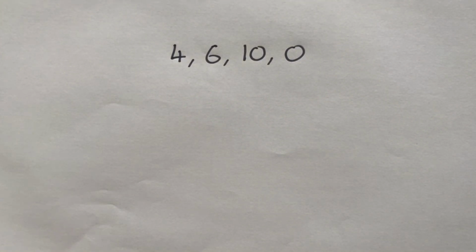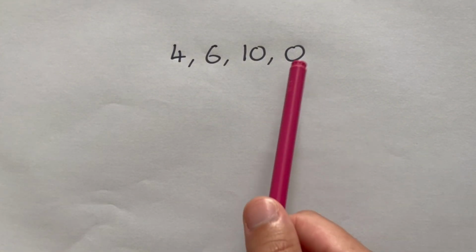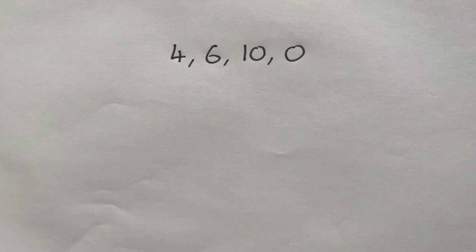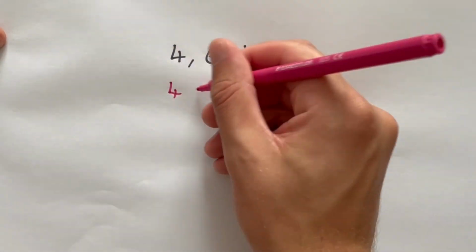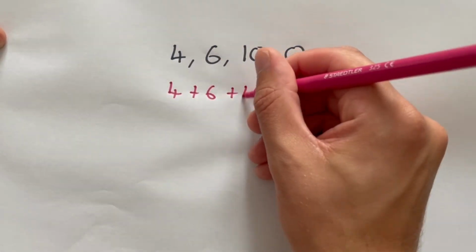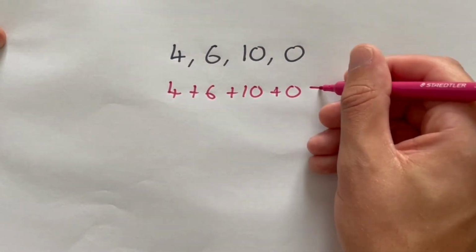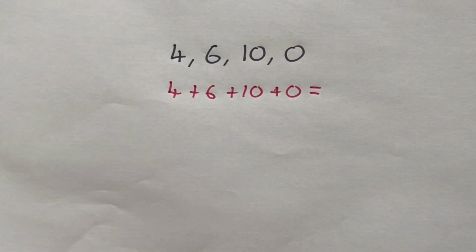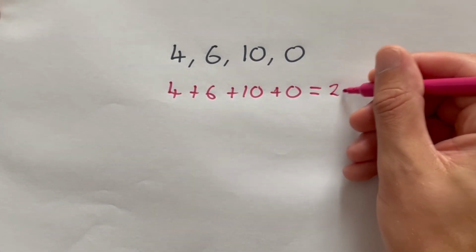In this next set of data, we see that one of our numbers is a 0, but we still need to count this. So we're going to add all of these together as we did before. 4, add 6, add 10, add 0. And when we add all of those together, that gives us 20.